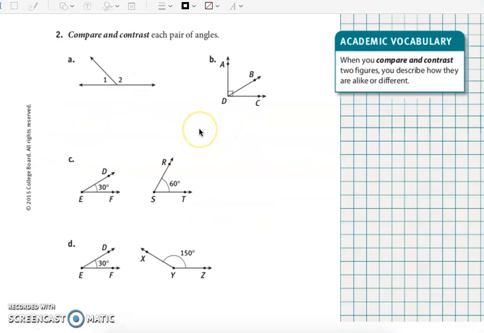Alright, so on the second problem, I want you to go and compare and contrast these angles for A, B, C, and D. Again, when you compare and contrast, that's where you're going to describe how they're alike or how they're different. So just as many different ways as you can think of that these angles are the same or how they're different or the relationship between the angles. So go ahead and pause the video for a few seconds and try to compare and contrast the angles for A, B, C, and D. Ready? Go.